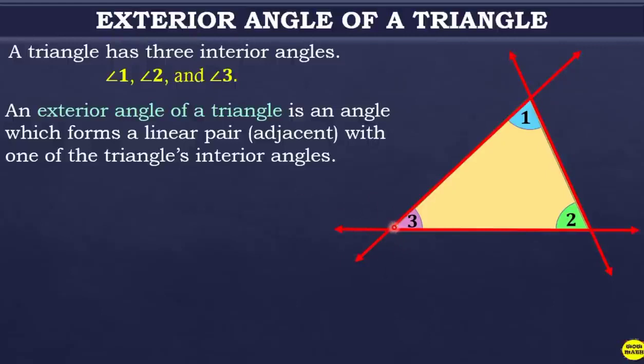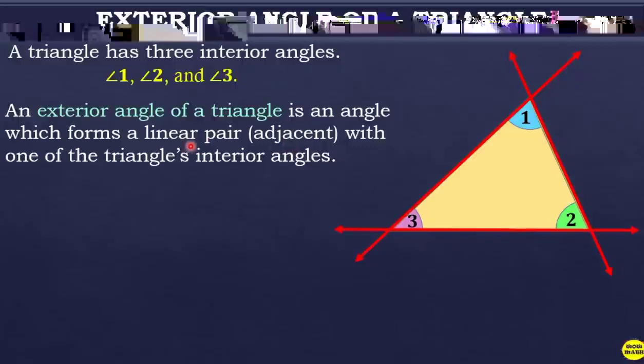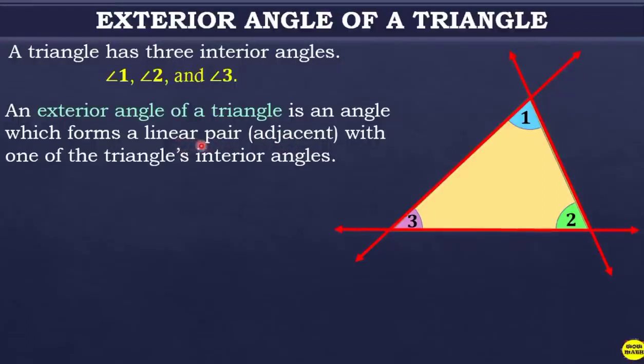But pag sinabi nating exterior angle, it should be adjacent to your interior angle. Pag sinabi nating adjacent, they must have a common vertex and they must form a linear pair. Pag sinabing linear pair, dapat po may common side po sila. So aside from being adjacent na may common vertex, dapat po a linear pair po sila. Ibig sabihin, may common vertex at may common side.